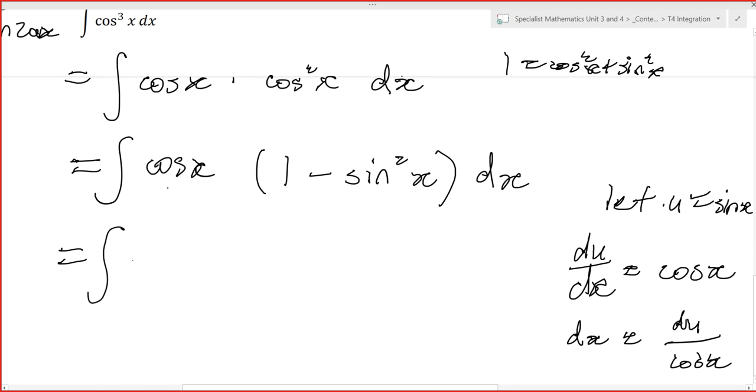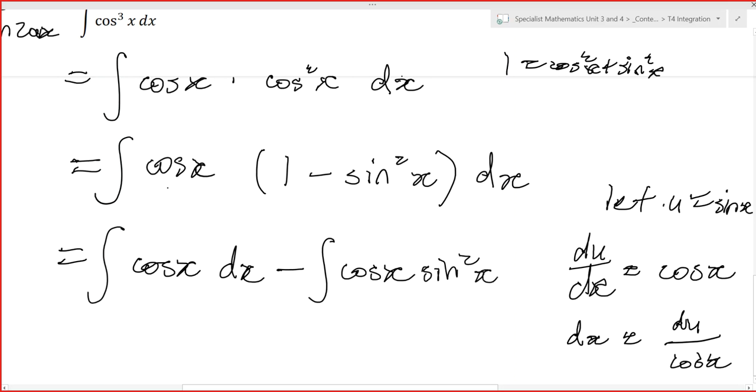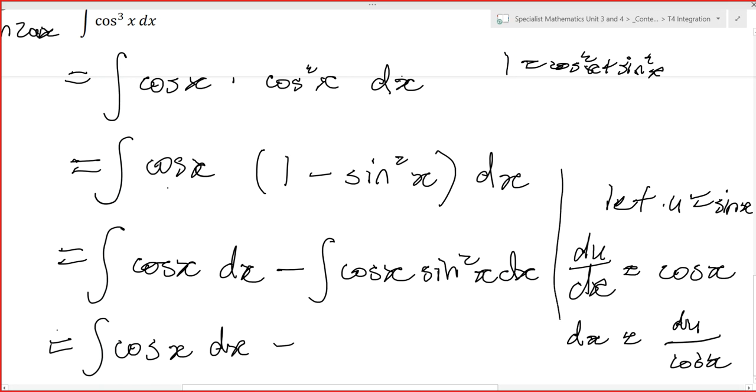Okay, so we have cos x. Now because they're minusing, I'm going to split this integral up. I'm going to leave that integral by itself, and see how I've split. So it's still the same thing, I've just split it into two integrals. So now I've got cos x dx, and we're going to use this u stuff over here for this second integral.